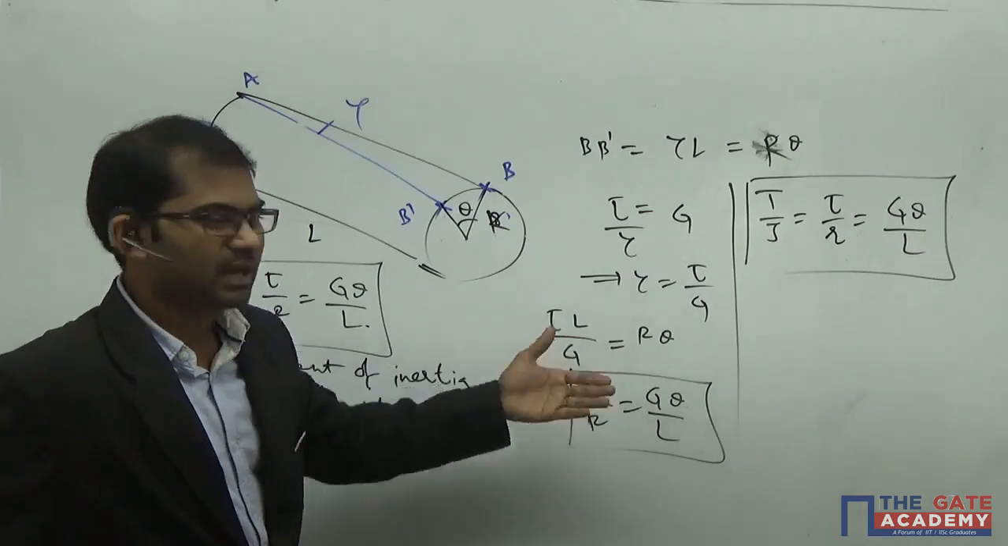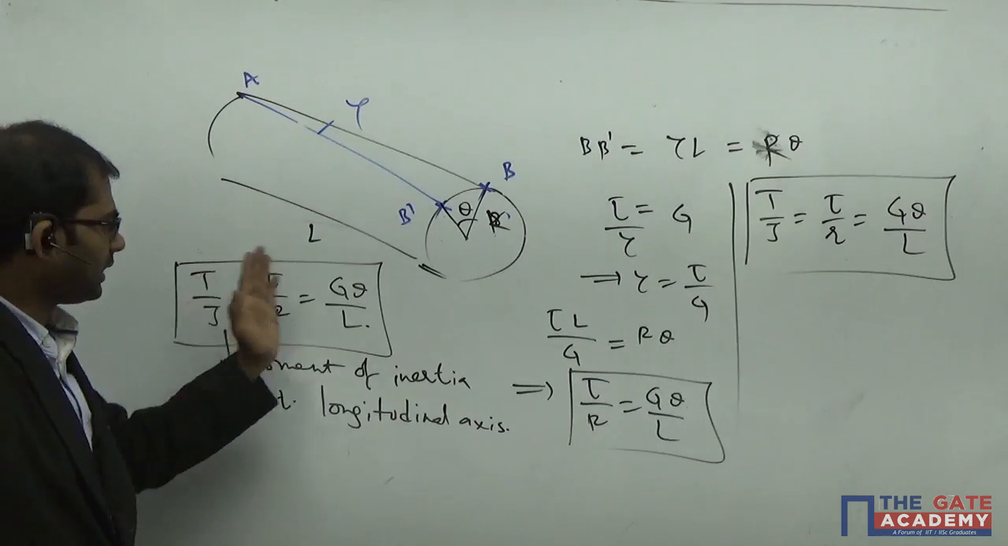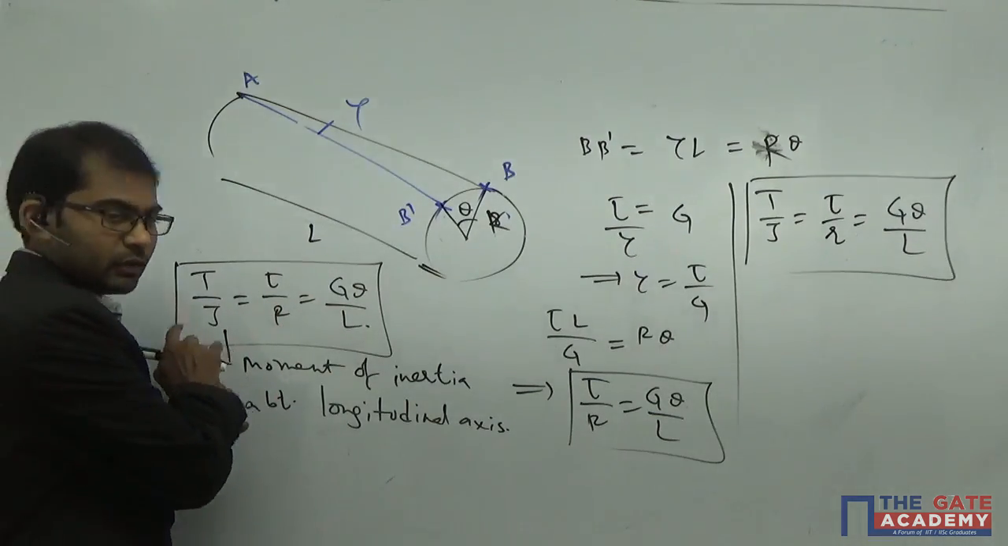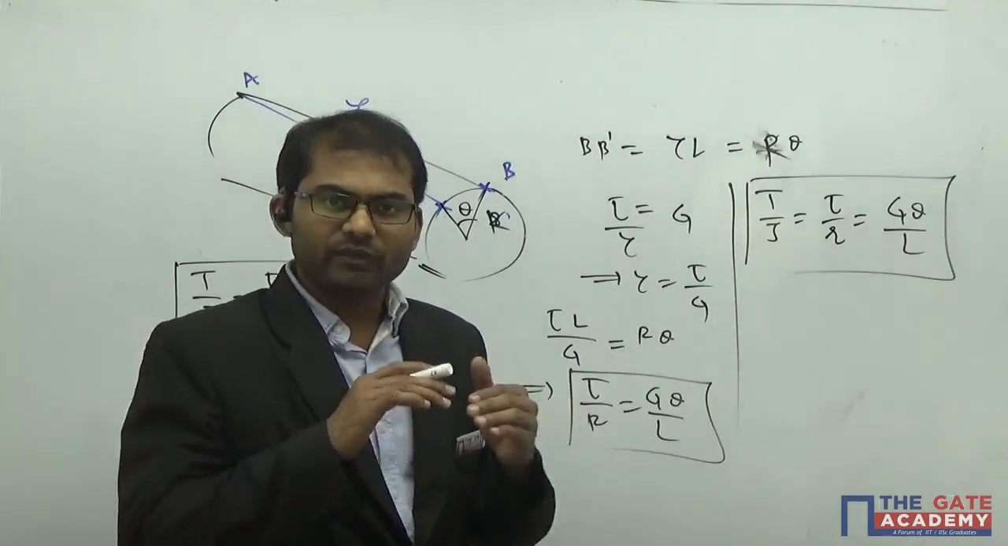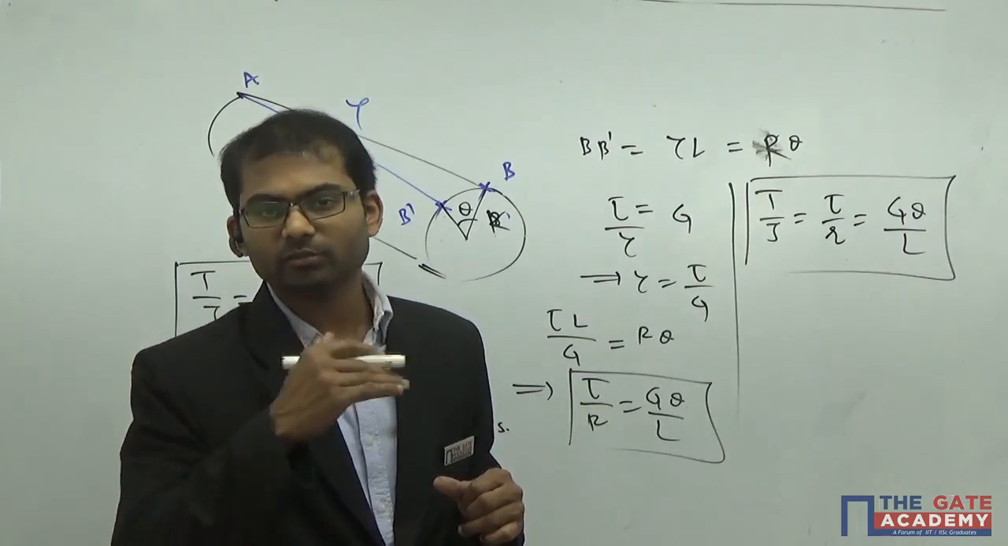Understand? So this is a half derivation here. The remaining part of the formula is T by J is equal to tau by R is equal to G theta by L. Although this formula is given only with respect to capital R, it can be written with respect to small r also. That means we can find the stress at any point inside the material at a distance of r from the center.